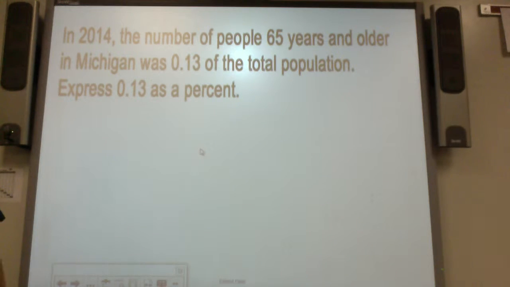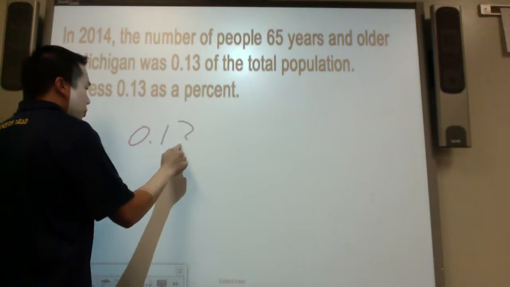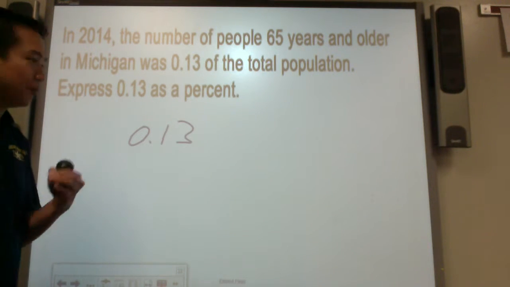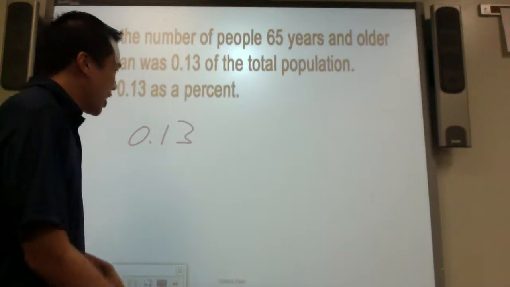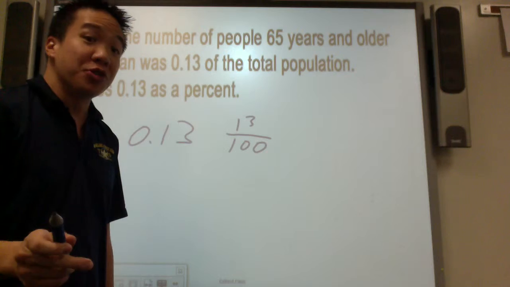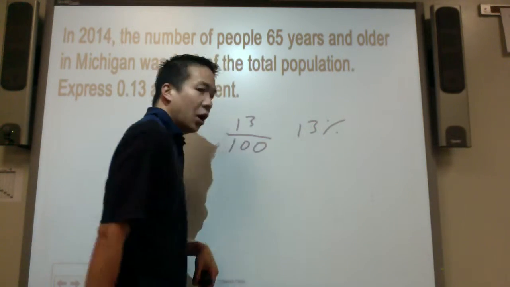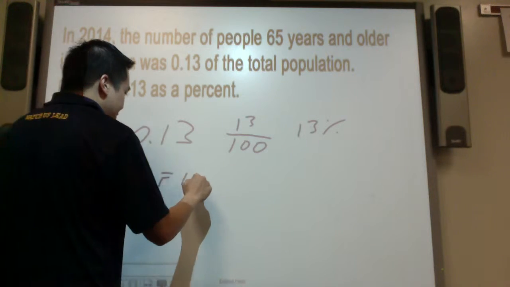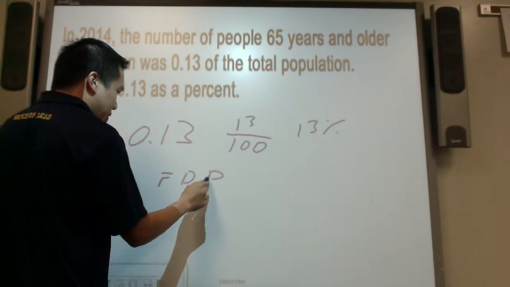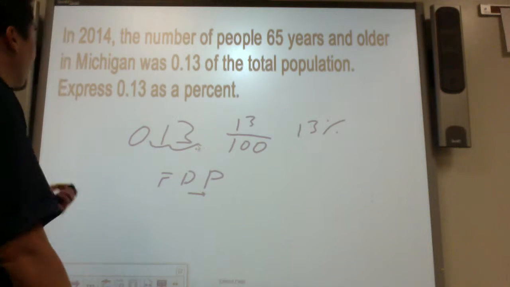In 2014, the number of people 65 years and older in Michigan was 13 hundredths of the total population. Express this as a percent. So let's do it mathematically. How would you write this as a fraction? 13 hundredths. And what is a percent again? A percent is per 100, so it's 13%. Or if you like, you can use the FDP to turn a decimal to a percent. You move it twice over, 1, 2, 13%.